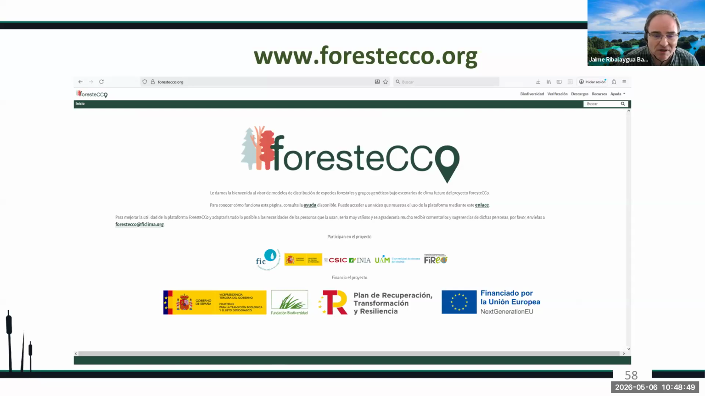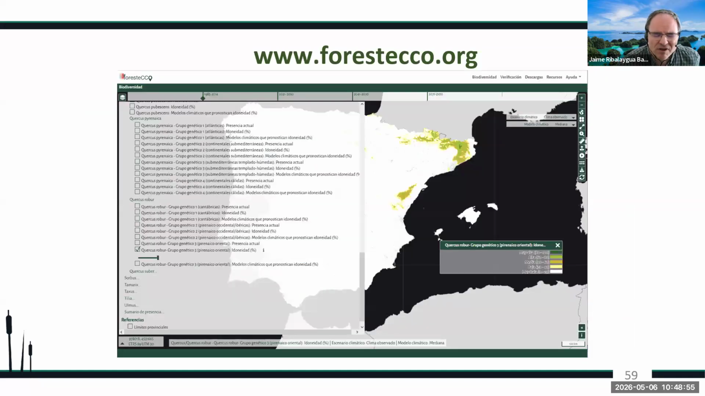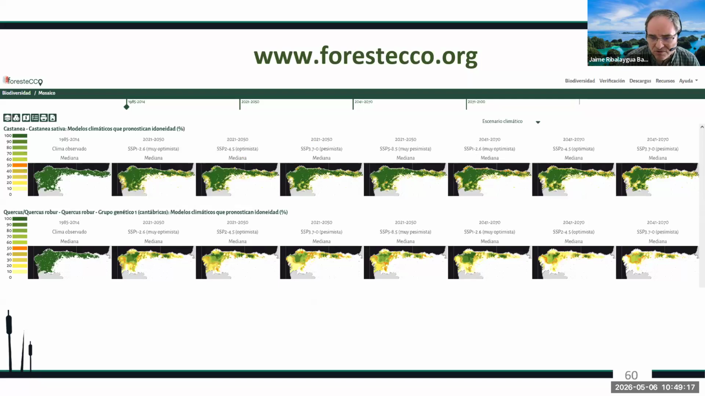It's called Foresteco. You can access it here. It's only for Spain, of course, but it has information for 50 species, the 50 most important species, and for some of them we have these genetic groups or ecological groups, different for each species. So we have almost 100 items that are projected in the future. And the tool has two different options. It has many facilities, but we don't have time to go through them. There are two main options to access the information.